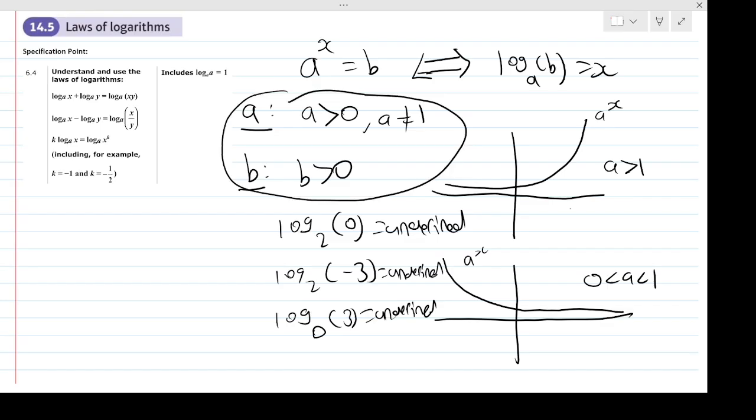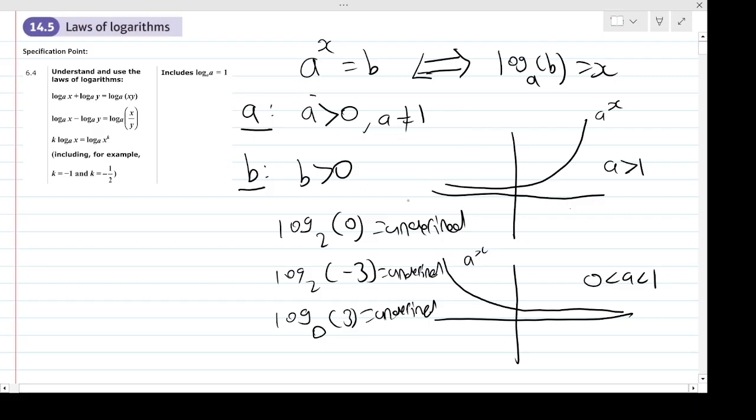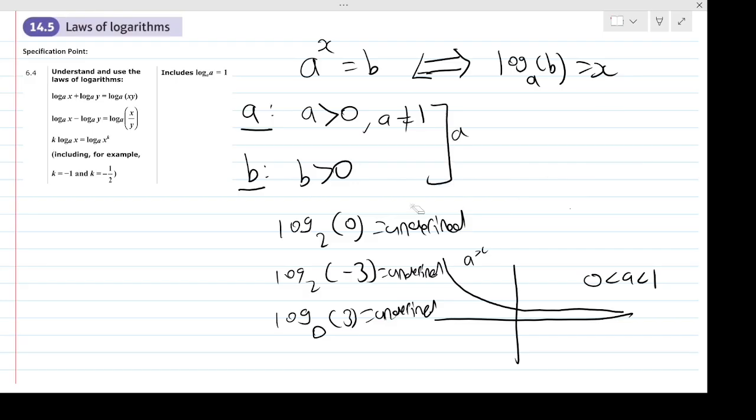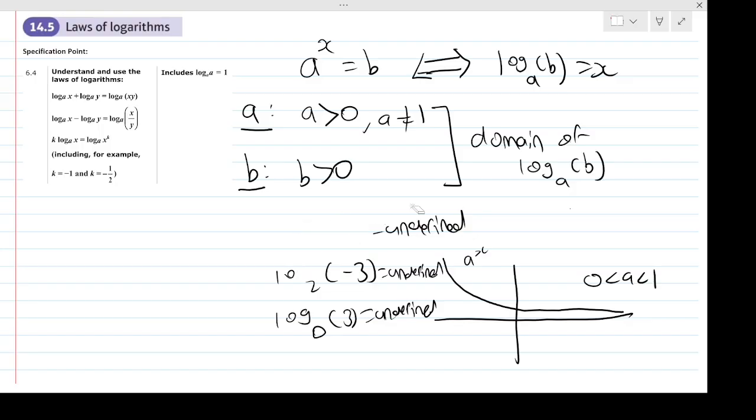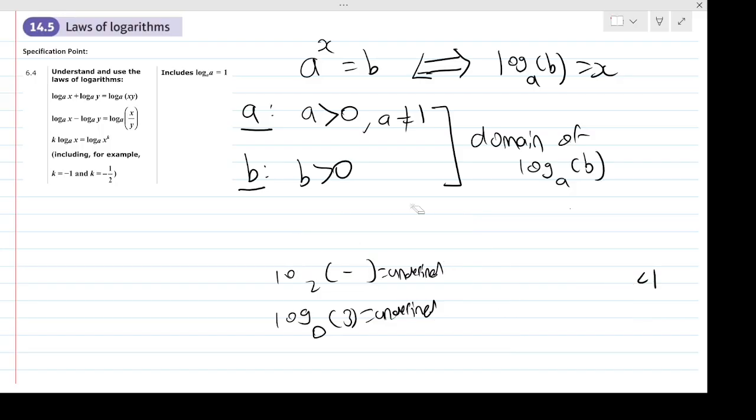So what I'm saying here is these are the only valid values for A and B, my base A and my input B, in my log. If you put any values of A or B outside of these values, you'll get an undefined log. This is the domain of the log, so I'm going to get rid of all this. This is the domain of a logarithm of log to the base A of B. You need to make sure, but again, as I said, they don't usually test that, but you need to know.